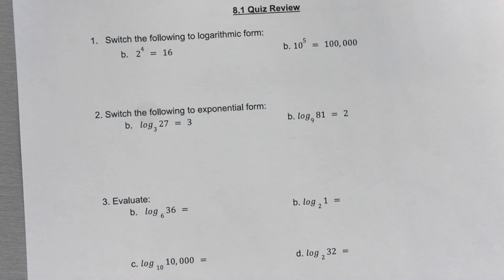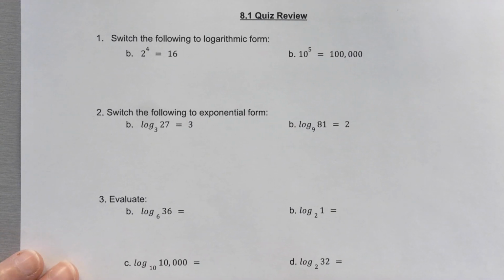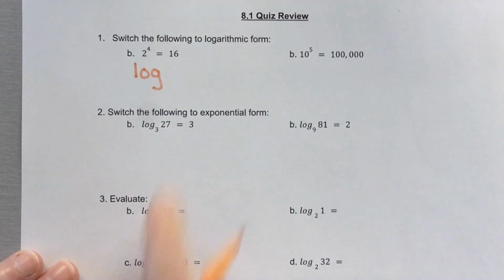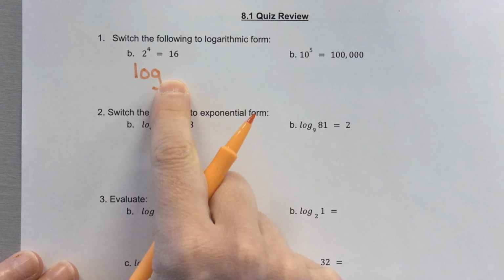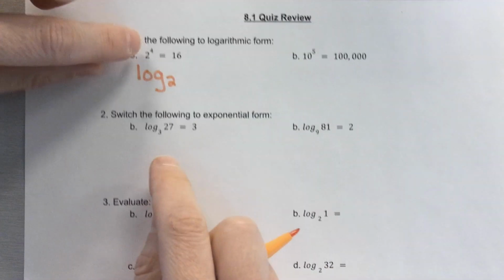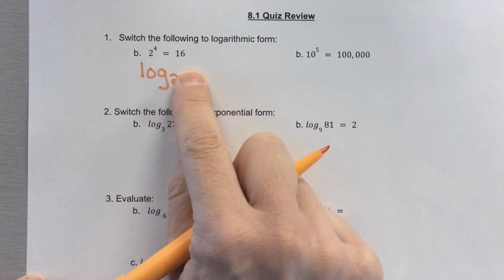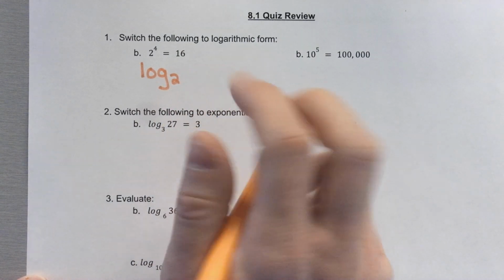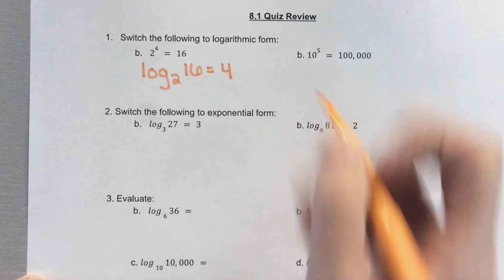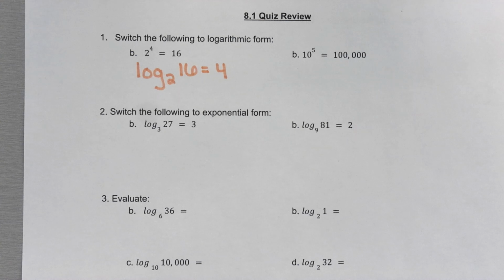What I want to do is switch to logarithmic form. So this is going back a little ways, so let's make sure we remember how to do this. I'm going to write my log. What's the little baby base number that goes down here? 2. Yeah, the base number here is the base number here. What goes next? I believe it's 16. You are correct, and then it always equals the exponent. Okay, so you can kind of see where everything went.